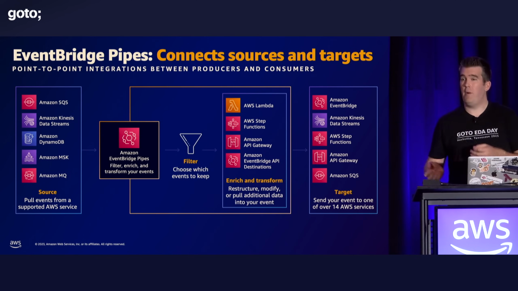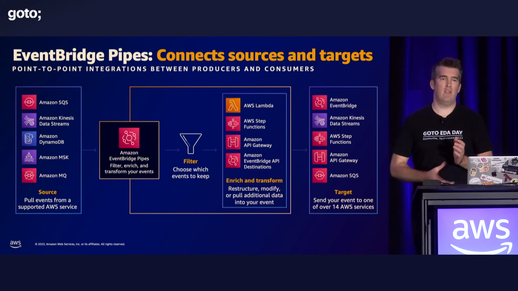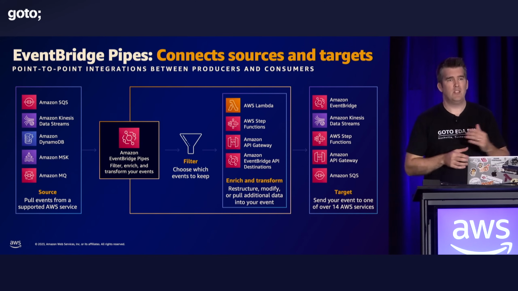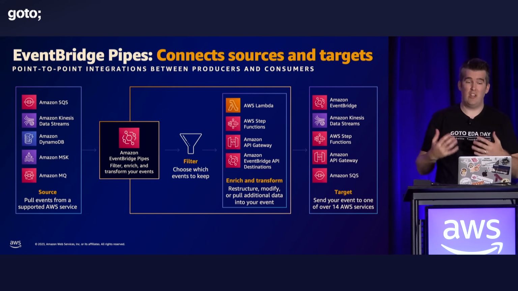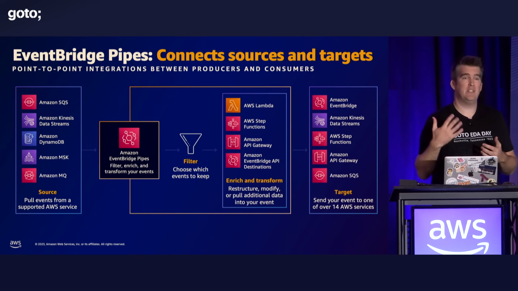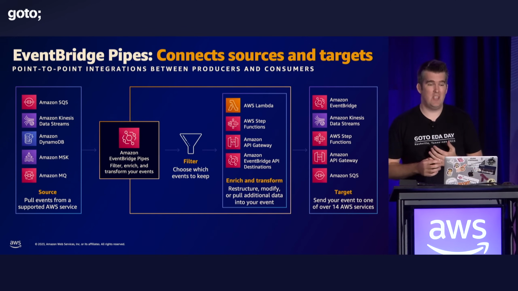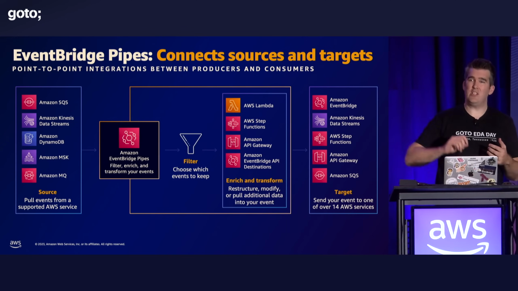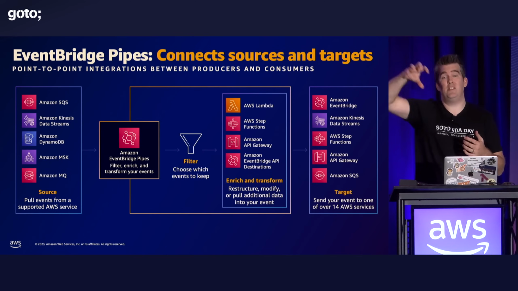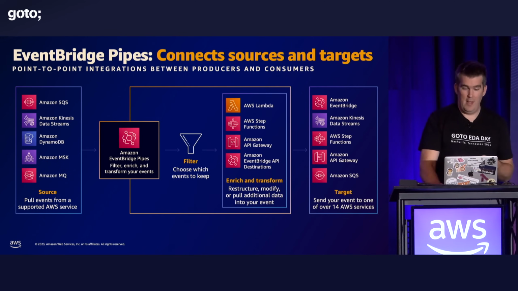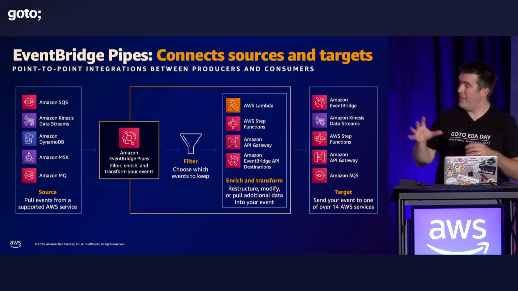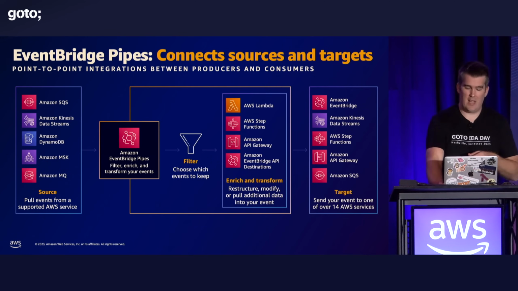But the most interesting part for me in this particular problem is the enrichment part. As the message comes through and goes to the downstream consumer, we can actually enrich it using Lambda or Step Functions or API destinations here. So we can actually go out, enrich the data, and then pass that on to downstream consumers. This is a super powerful pattern. So if you're interested in that point-to-point, I highly recommend checking that out.